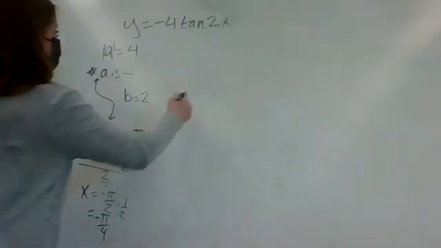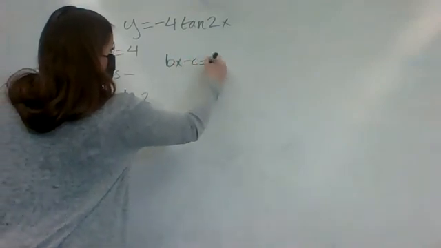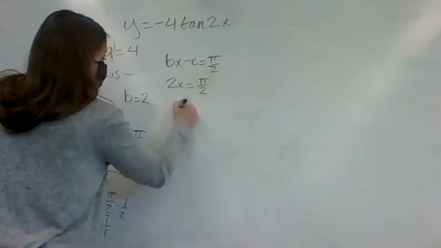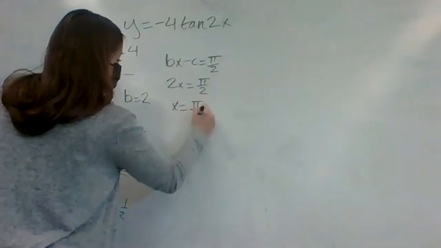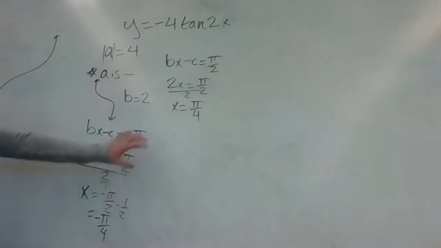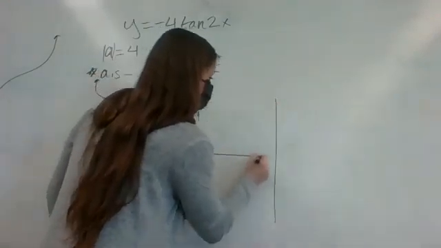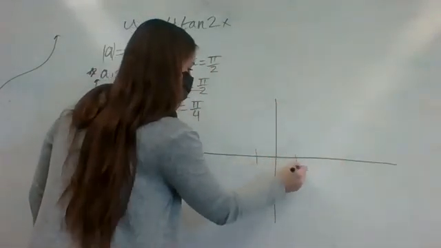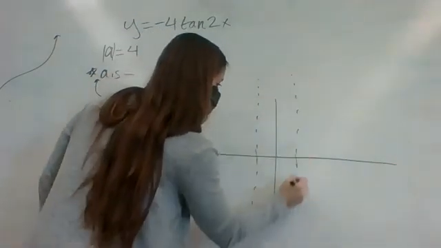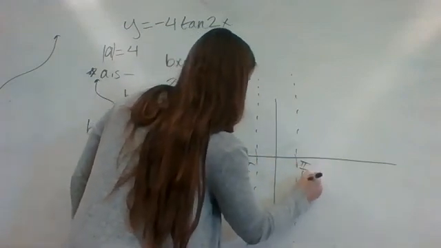Okay, super similarly, bx minus c equals pi over 2. So 2x equals pi over 2. X in that same circumstance, because we're dividing by 2, multiplying by its reciprocal, is the same process for both of these, will be pi over 4. So let's go draw out where these asymptotes will be. We have negative pi over 4 and positive pi over 4.